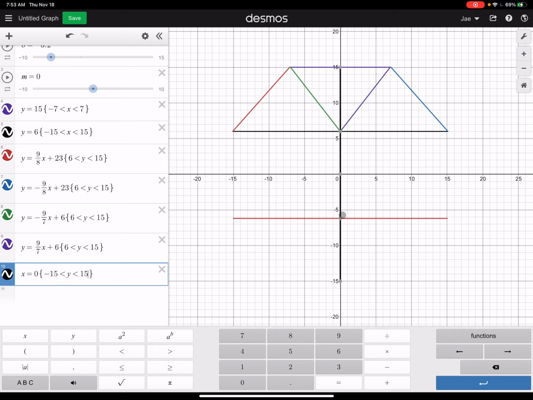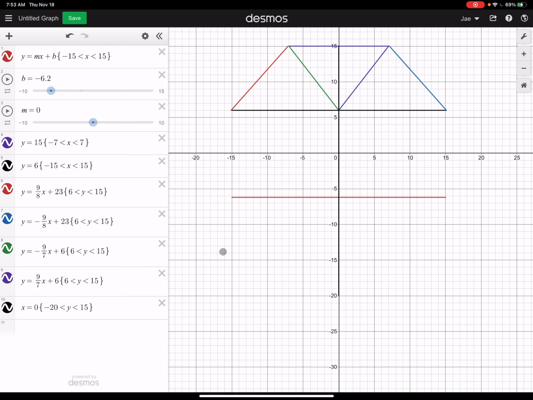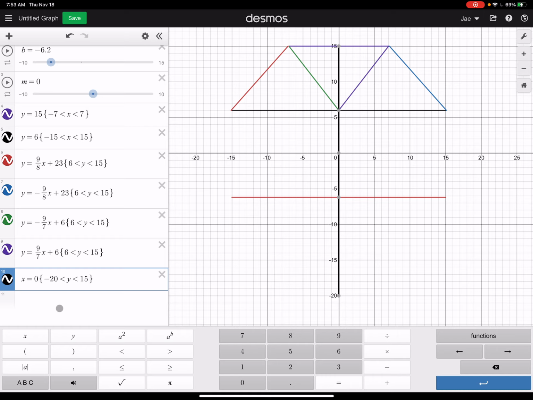So as you can see, voila. Maybe I'll go up to negative 20. Negative 20 sounds good. Okay, voila. Now the thing that you have to recognize is this. If you put 15 here and then negative 20 here, it's not going to work.